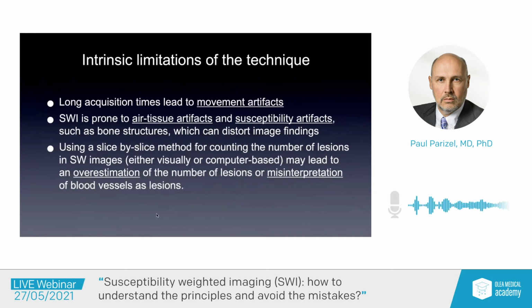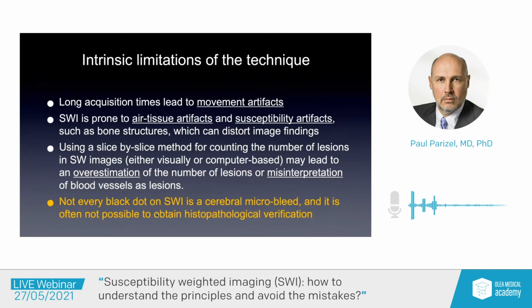If you want to use a slice-by-slice method for counting the number of lesions, this may lead to overestimating the number of lesions or misinterpreting them, because once again, what you see is not reality, what you see is an artifact. And the size of that artifact could cover multiple slices. It is important to remember that not every black dot on an SWI is a microbleed, and it's often not possible to obtain histopathological verification. And when you make a report, you've got to be a little bit careful with that.